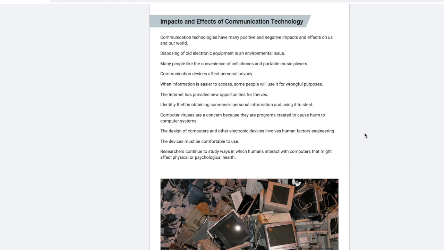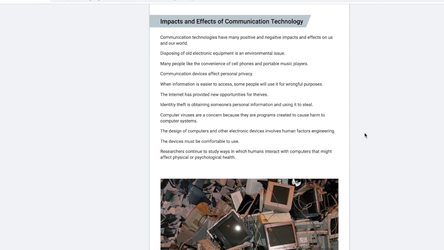Impacts and effects of communication technology. Communication technologies have many positive and negative impacts and effects on us and our world. Disposing of old electronic equipment is an environmental issue. Many people like the convenience of cell phones and portable music players.